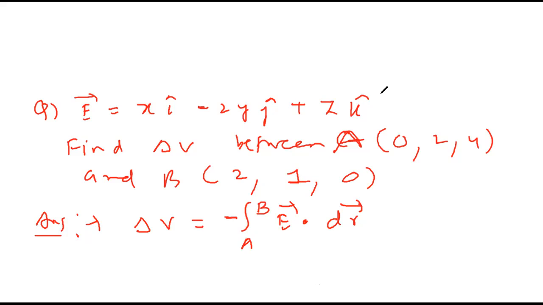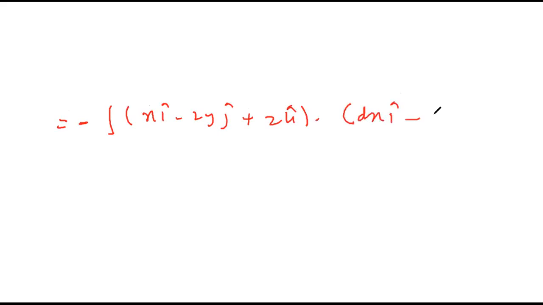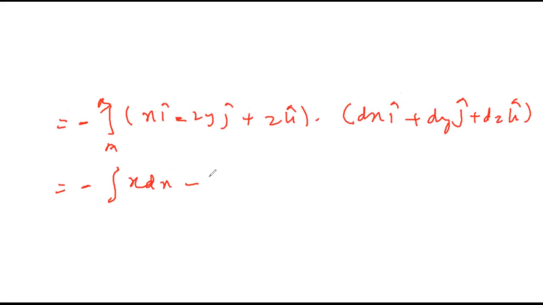Now dr bar you can assume as dx i cap plus dy j cap plus dz k cap. So this becomes minus of x i cap minus 2y j cap plus z k cap dotted with dr, which is dx i cap plus dy j cap plus dz k cap. Dr means small change in x, y, z going from A to B. So minus of x dx minus 2y dy plus z dz.